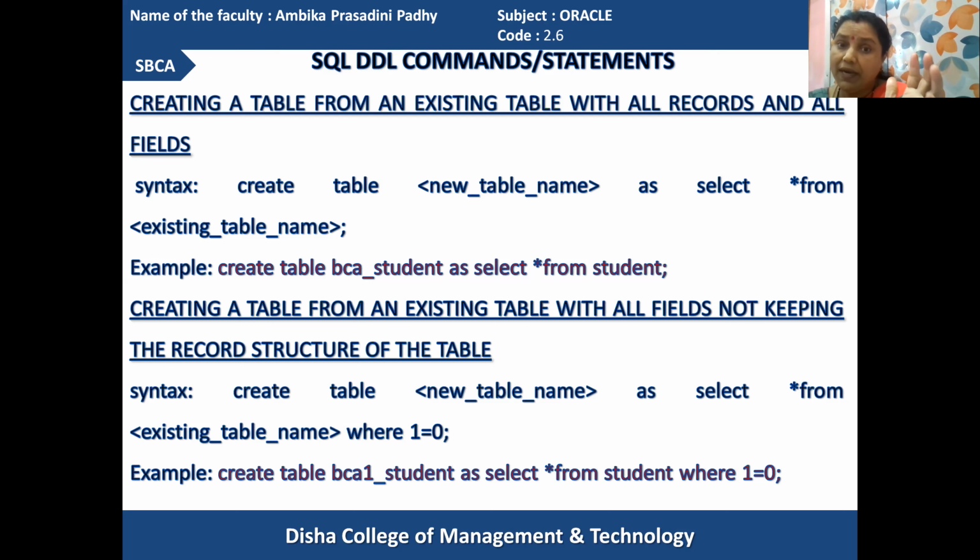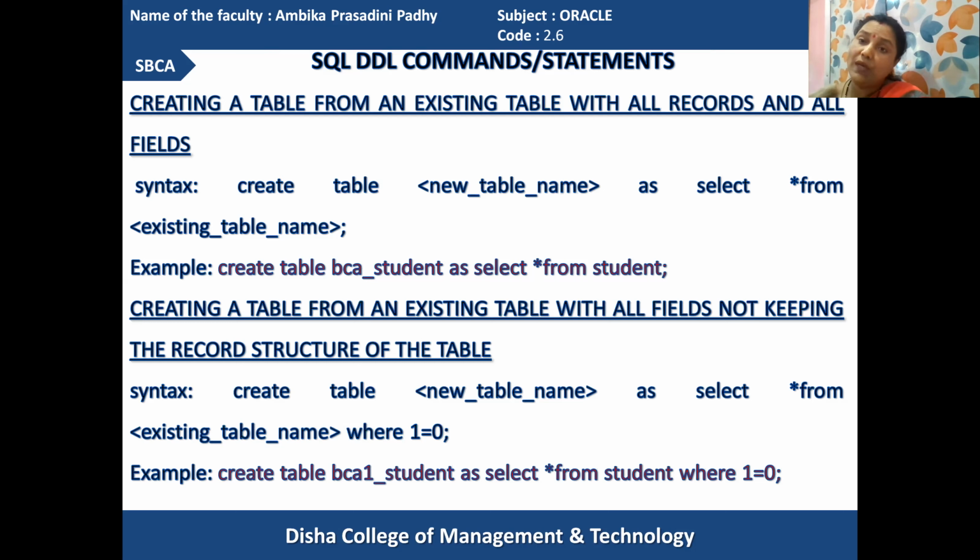We have created a table called student, and the contents of the same table can be copied to BCA student. We can do it like this: create table BCA student as select star from student. The fields of student will be taken for the BCA student table to be created. If there is data inside the student table, the data can also be copied. Got it?